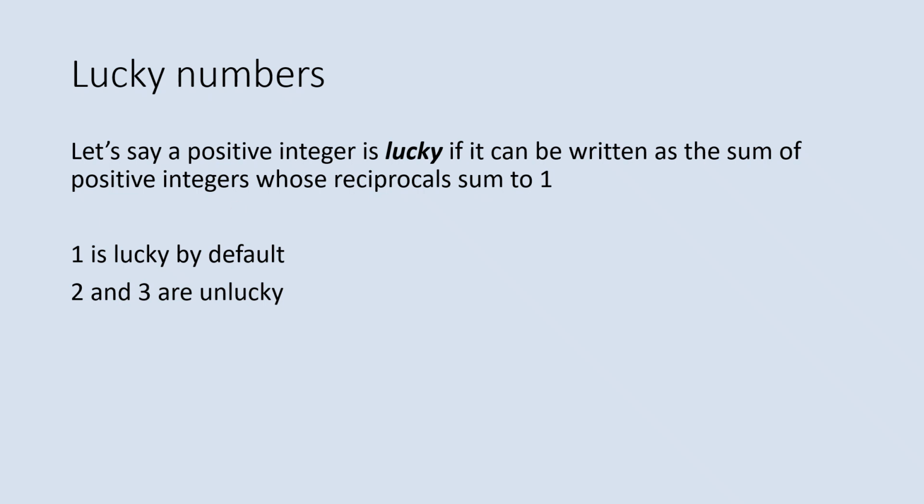So 2's unlucky. 3, for the same reason, is unlucky. You can check all the possibilities. Okay, 3 by itself, 2 plus 1, 1 plus 1 plus 1, none of those work. But it turns out that 4 does work. There are lots of ways to write 4 that don't work for us, but 4 is equal to 2 plus 2, and 1/2 plus 1/2 is 1, so 4 is a lucky number.